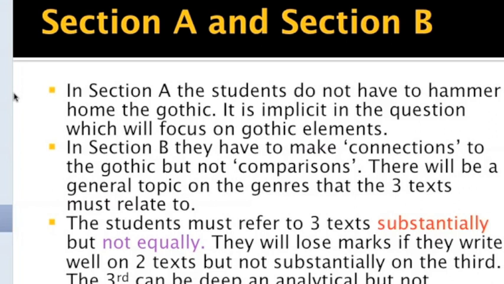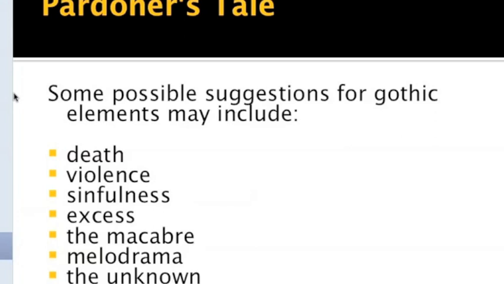Now, some Gothic elements that you might find useful. These are linked to the partner's tale, but of course some of these might be relevant to your own text, and I suggest that you look at the following 2 slides with me and the sort of elements that can be spotted in these 2 texts, and then do a similar exercise for your 3 texts. So for example, in the partner's tale, the elements of the Gothic are death, violence, sinfulness, excess, the macabre, melodrama, the unknown, and shock. Are any of those words useful? Any of those elements useful for your 3 texts?